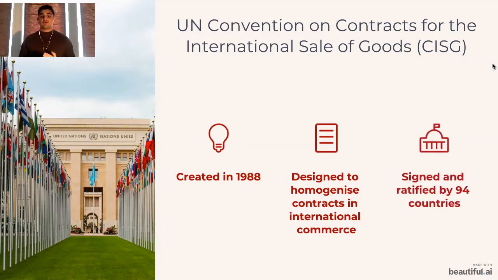It's been signed and ratified by 94 countries. Now, of course, there are 196 countries, I believe, in the UN. So around half have signed the CISG, which means that half have not. And so what happens when you have a business in a contracting state signing a contract with a business in a non-contracting state? Well, that's where problems come in. So this is a work in progress, to get more and more states signed up to the CISG.